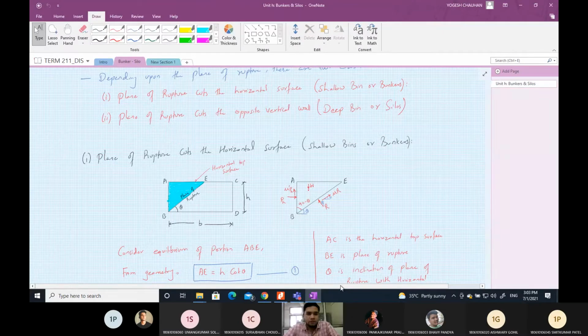In the previous class, we started with Airy's theory. We have seen the first case, that is when the plane of rupture crosses the horizontal surface. Today we'll see the second case, when the plane of rupture crosses the opposite vertical wall.